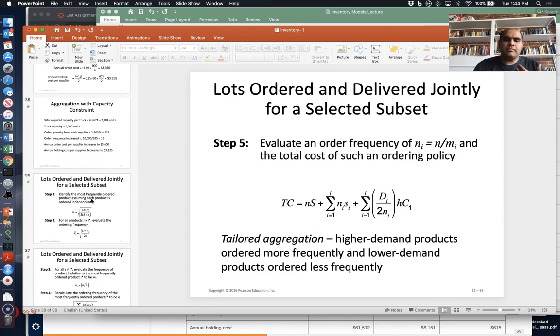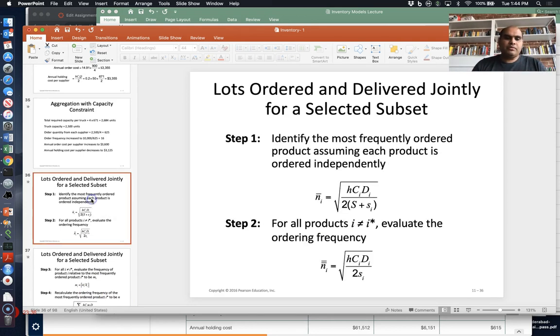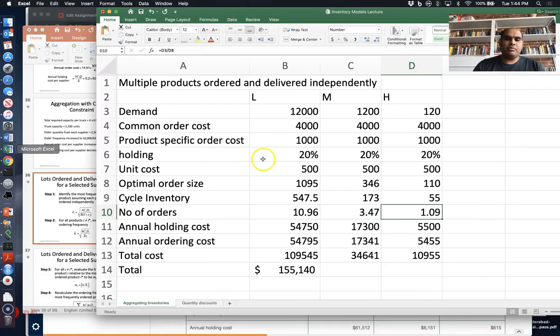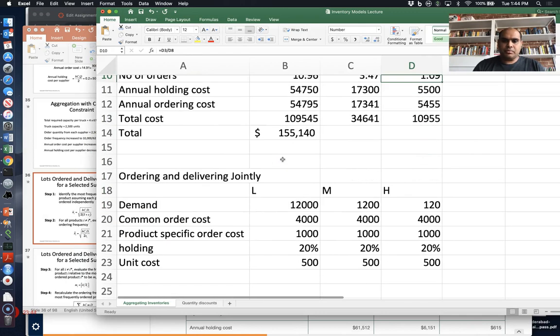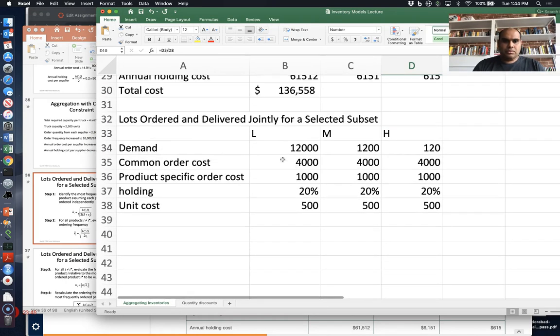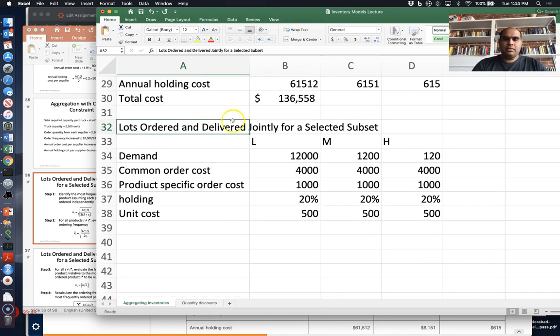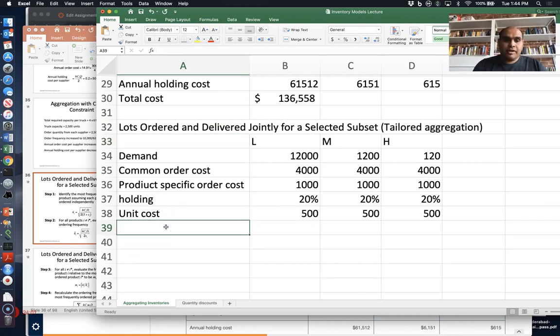Now the steps or the values might have looked difficult, but it really isn't. So let's go through these steps independent of what we did before. This tailored aggregation, I'm going to call it that, put in parentheses. All right. So the first step is to find the value of n bar.